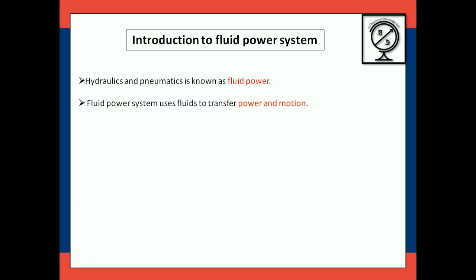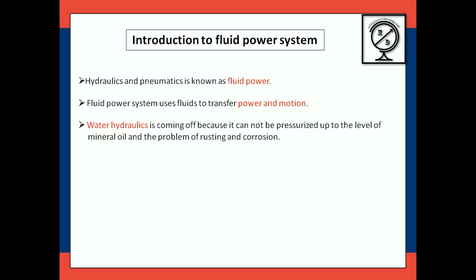There are many types of fluids that could be used and were used in the past. For example, water hydraulics is going out nowadays because it cannot be pressurized up to the level of mineral oil, and because of the problem of rusting and corrosion. So this is the problem with using water hydraulics, which we can understand easily.